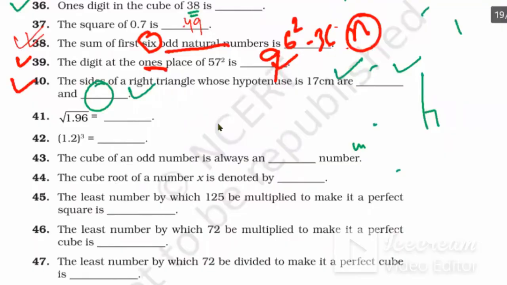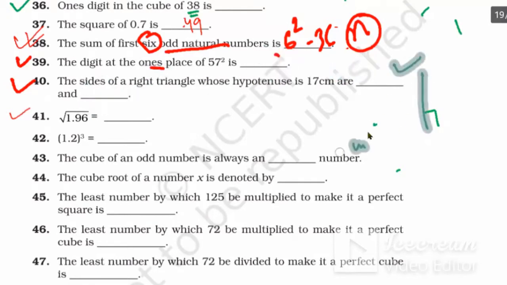From question number, I think we finished 40 yesterday. Okay, so start from 41. Under root of 1.96. Anyone can answer this? Sir, 1.4. What is under root of 196? Sir, 0.14.